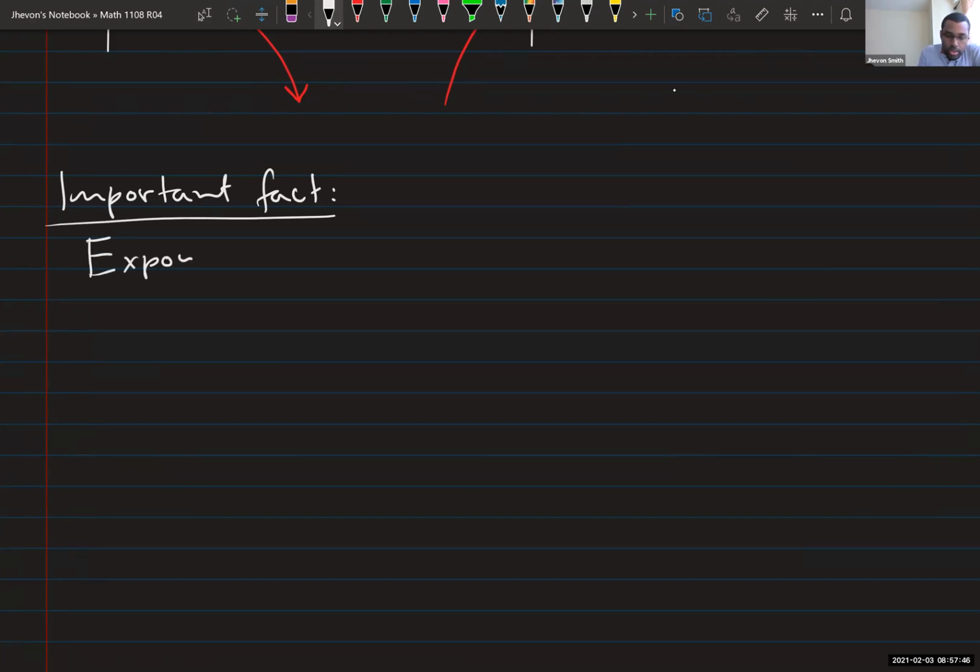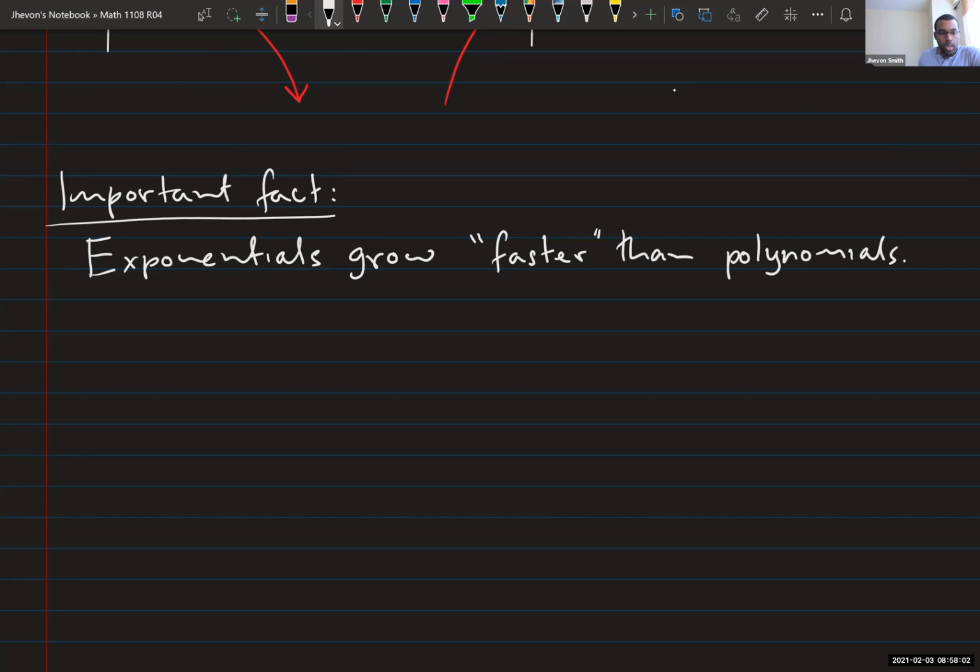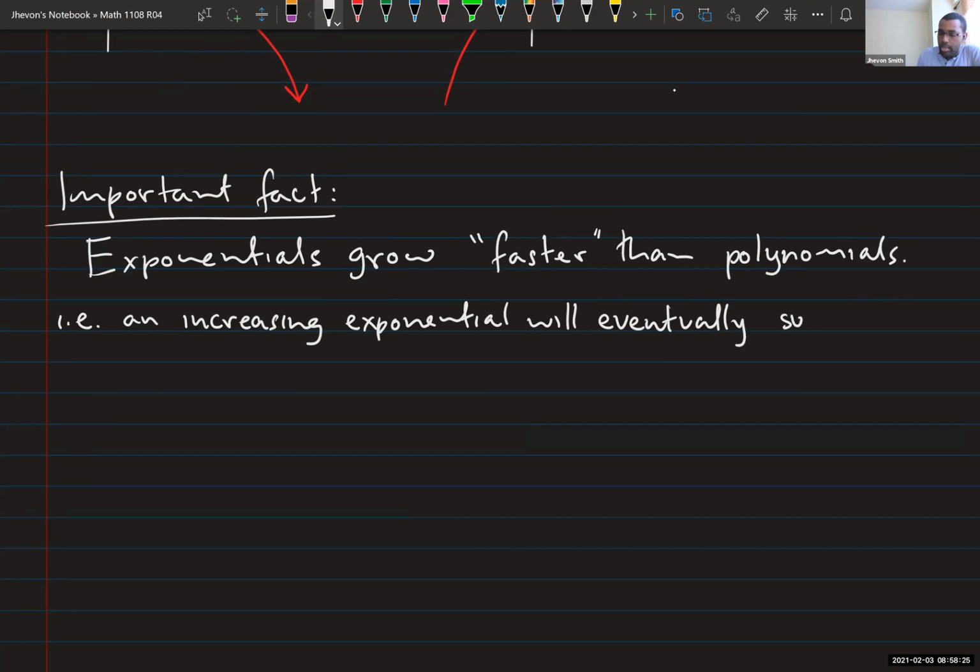Exponentials grow faster than polynomials. Okay, in the sense that, i.e., an increasing exponential will eventually surpass any polynomial.